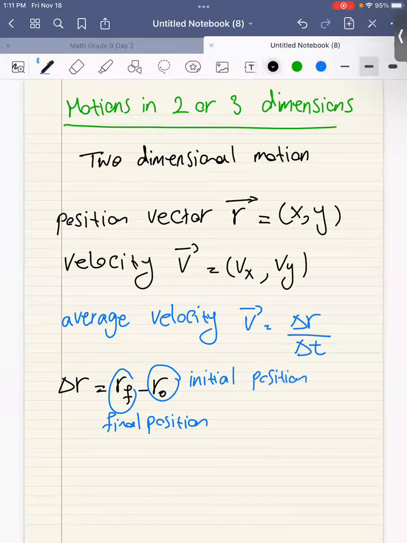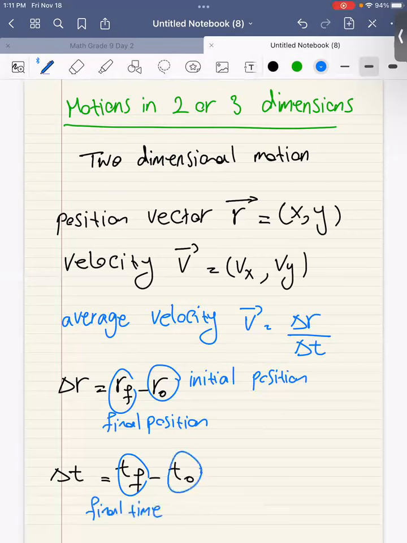And what is delta t? Delta t is the time duration, which is t_f minus t0. Again, t_f is the final time, and t0 is the initial time. Okay? Is that clear? So this is the average velocity.